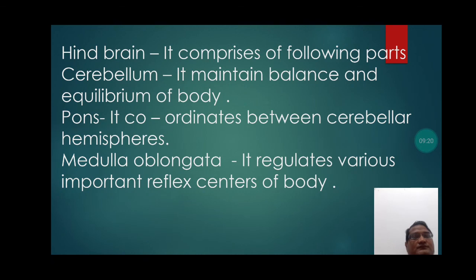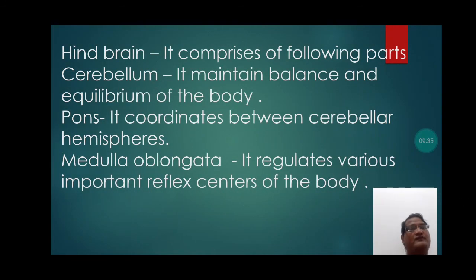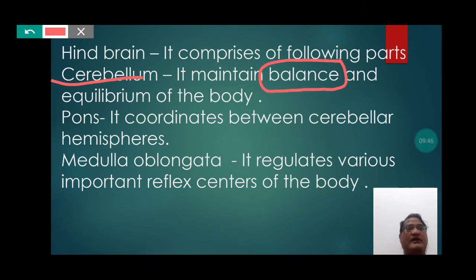Hindbrain. It comprises of the following parts: cerebellum. It maintains balance and equilibrium of the body. So students, cerebellum is the second largest part of the brain, and the main function of which is to maintain the balance and the equilibrium of the body.